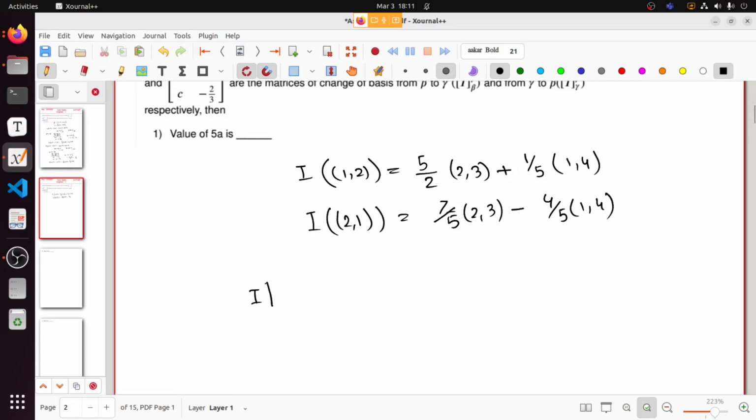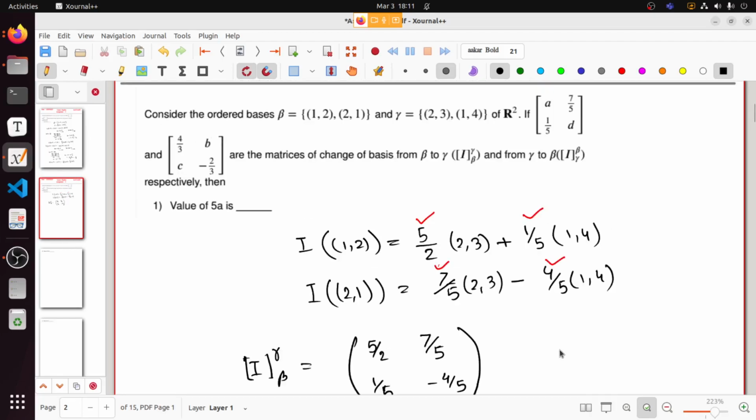So the change of basis matrix with respect to beta gamma will be a 2 cross 2 matrix. First you have to write down the coefficients column-wise: 2 by 5, 1 by 5. And for the second one, again column-wise: 7 by 5, minus 4 by 5. So we get the change of basis matrix.